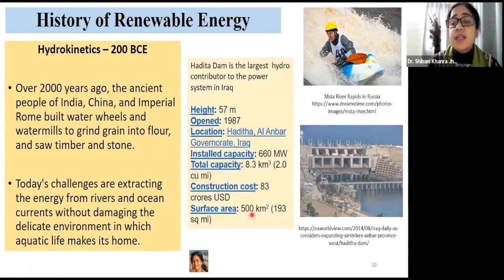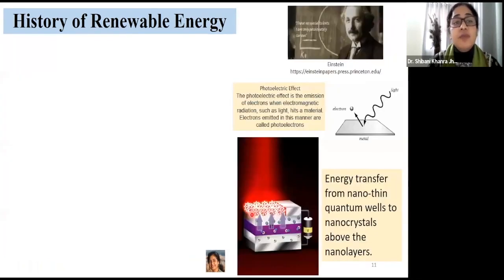Here, as you can see, one example of hydrokinetic renewable energy is the dam known as Haditha Dam, which is one of the largest hydro contributors to the power in Iraq, with a capacity of 660 megawatts. India also has many such big dams. We are not indulging ourselves in this lecture to discuss those. We will focus more on a particular form of renewable energy, which is not discussed mostly in the Indian context.